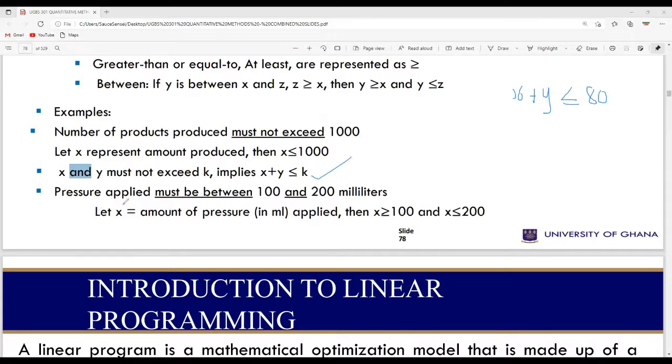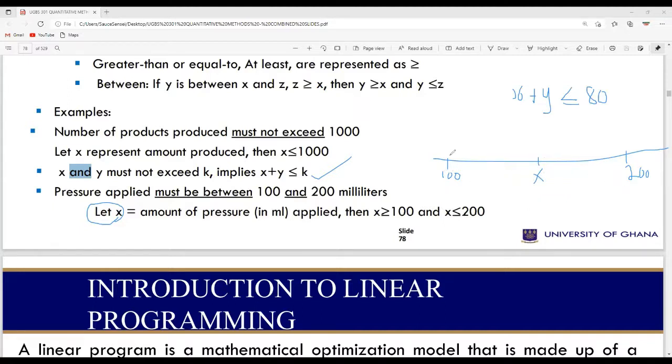That's what the third point rule implies. Now let's move on to the next one. Pressure applied must be between 100 and 200 milliliters, right? Okay. So we don't know the amount of pressure in ml applied. Then let's represent that one with X here. You get it? So the X must be between 100 and 200. So 100 is here, 200 is here. So meaning that X, of which you don't know, should be in between 100 and 200.